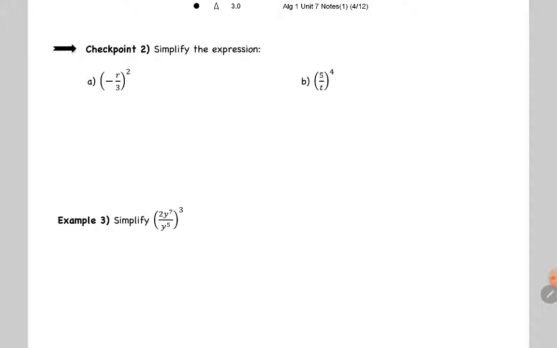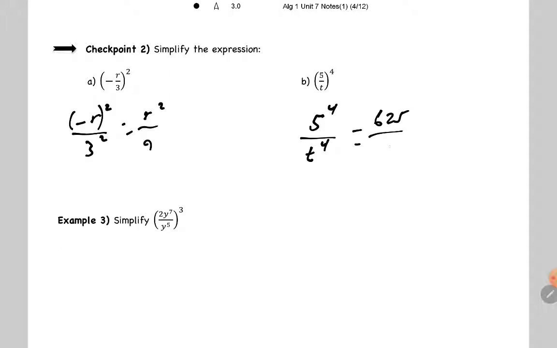All right. So negative r over 3, and then we're going to distribute squared to both of these. Negative r squared is positive r squared, and we get 9 on the bottom. Okay, part B, same thing. 5 to the 4th over t to the 4th, and 5 to the 4th is 625 over t to the 4th.